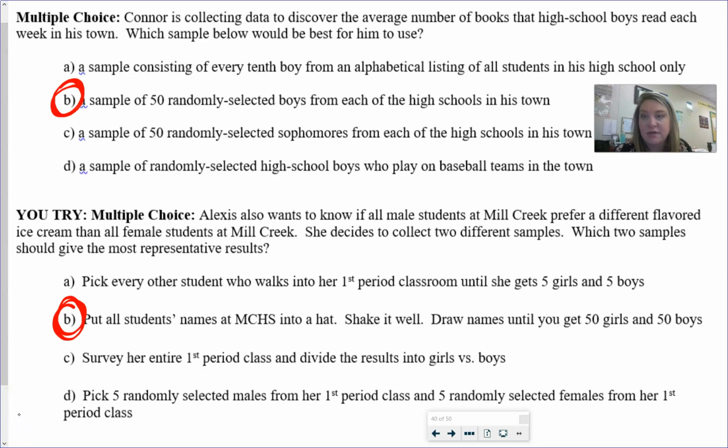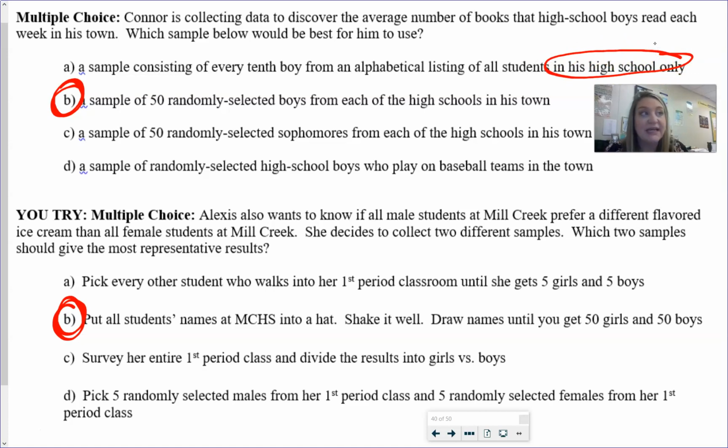All right, how did you do? For the first one, Connor is collecting data to discover the average number of books that high school boys read each week in his town. So what's the best sample he should use? The problem with answer choice A is that it's only looking at people in his high school. Okay, so that's the problem with answer choice A.